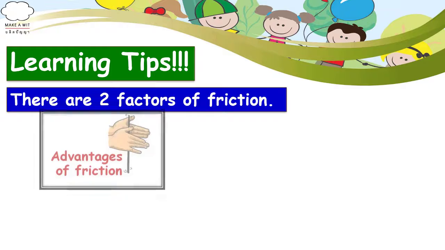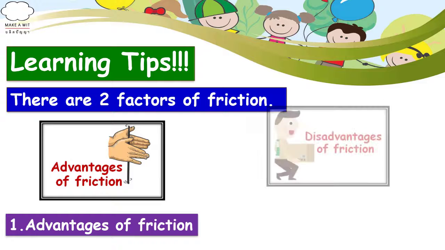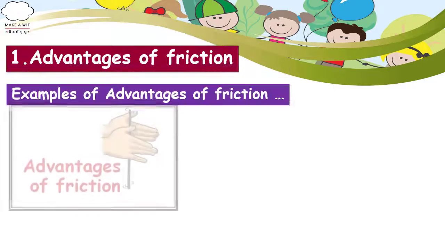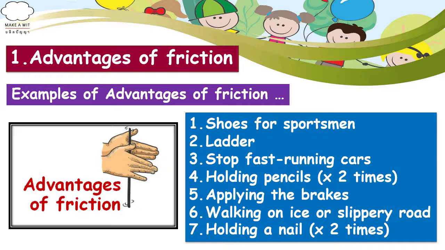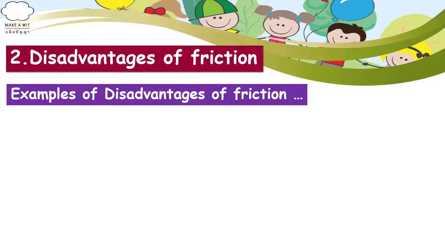So, again, there are two factors of friction. Number 1, advantages of friction. Number 2, disadvantages of friction. The advantages of friction. Number 1, shoes for sportsmen. 2, ladder. 3, stop fast running cars. 4, holding pencils. 5, applying the brakes. 6, walking on ice or slippery road. 7, holding a nail. Excellent.